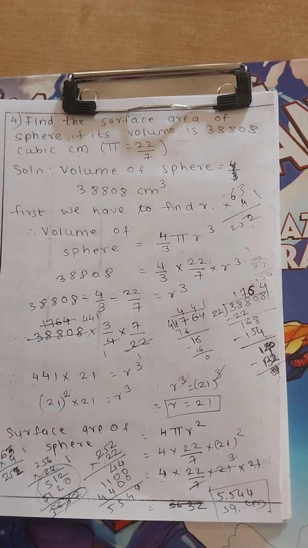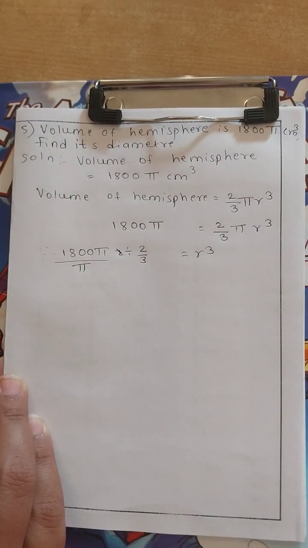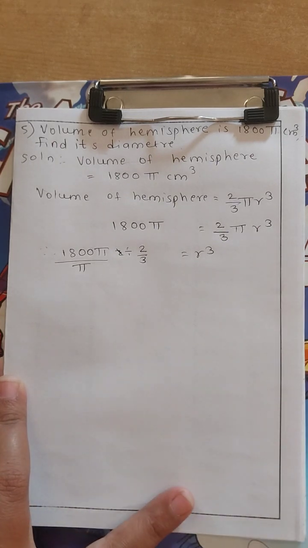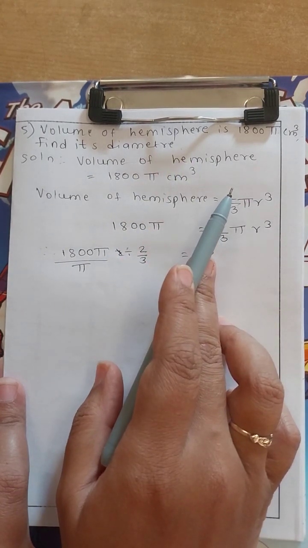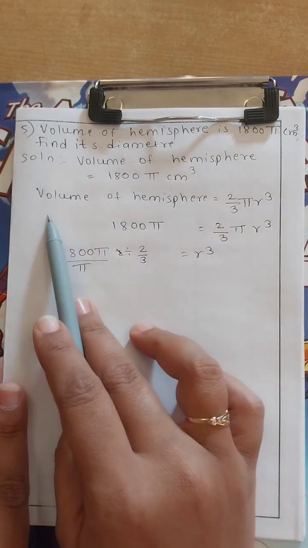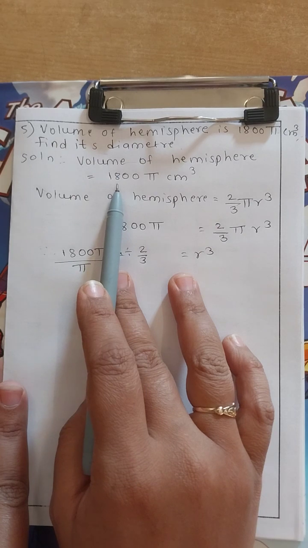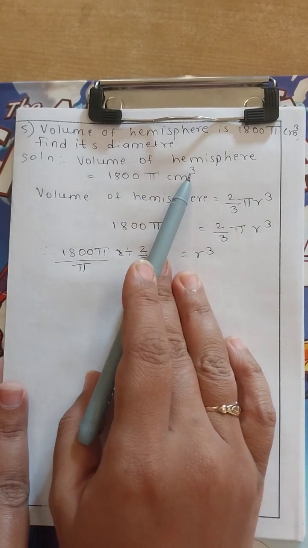Fifth example, last example of the exercise. Volume of hemisphere is 1800 pi centimeter cube. Then find its diameter. See, the very easy example. Why have they not given the value of pi? Because this pi gets cancelled in the formula which we are going to apply. So see, volume of hemisphere, just write down the given data. Volume of hemisphere is equal to 1800 pi cubic centimeter.